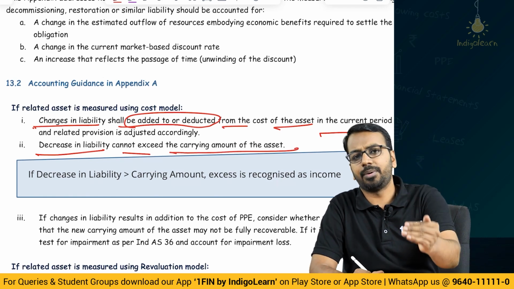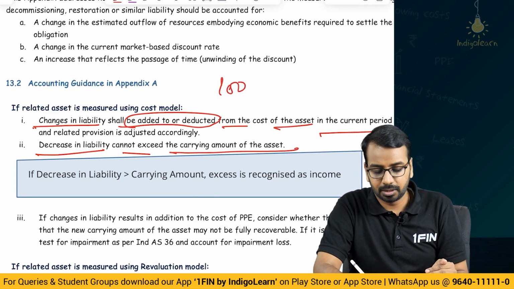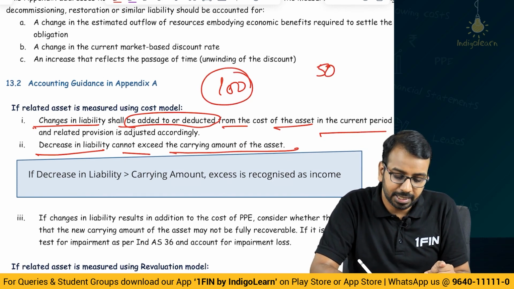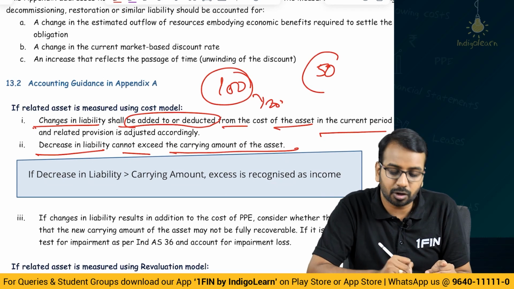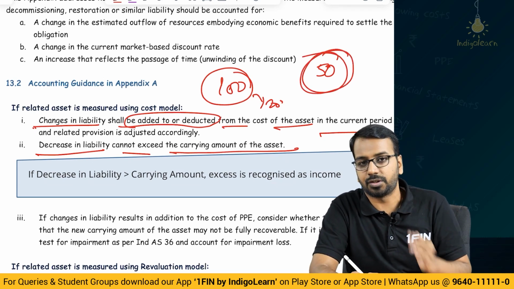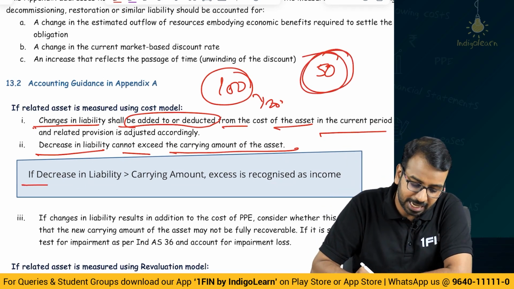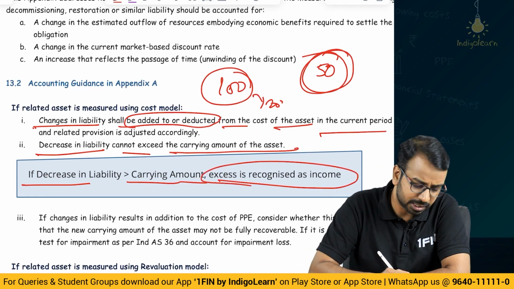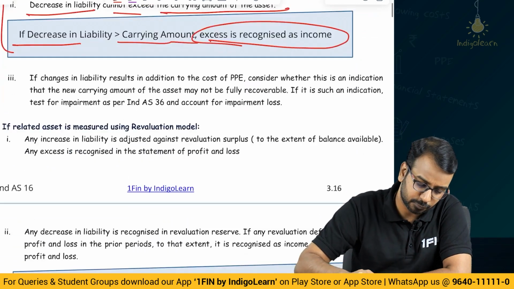For example, liability is 100 and carrying amount of the asset is 50. Now this liability, if it has come down to 20, I cannot reduce this. I cannot reduce it more than 50. I cannot make it negative. So if the decrease in liability is greater than carrying amount, excess has to be recognized as income. Only this thing if you keep in mind, it is more than sufficient.